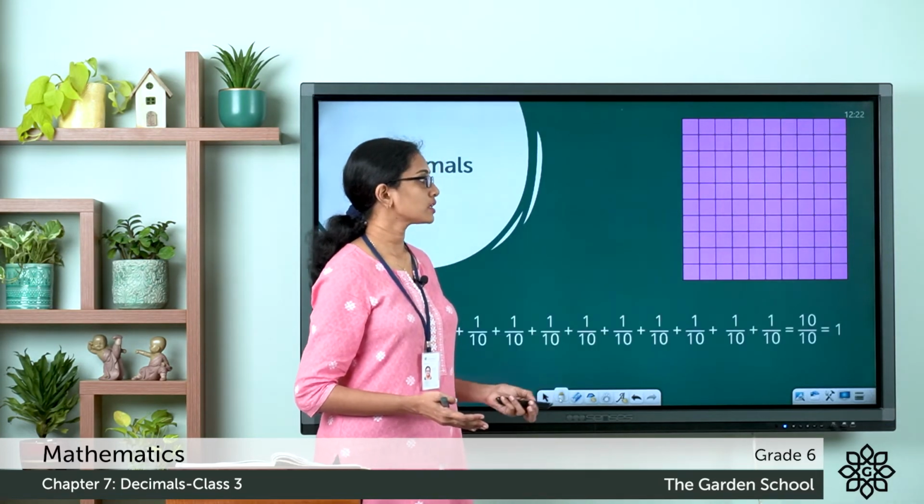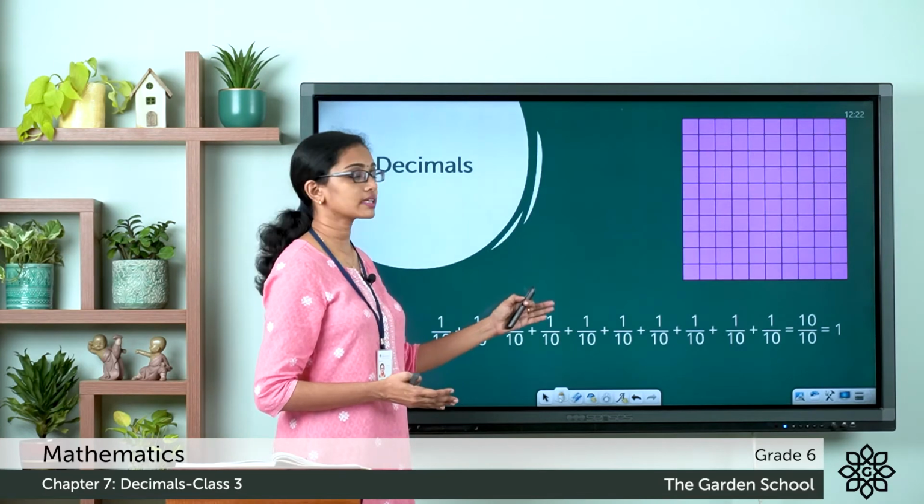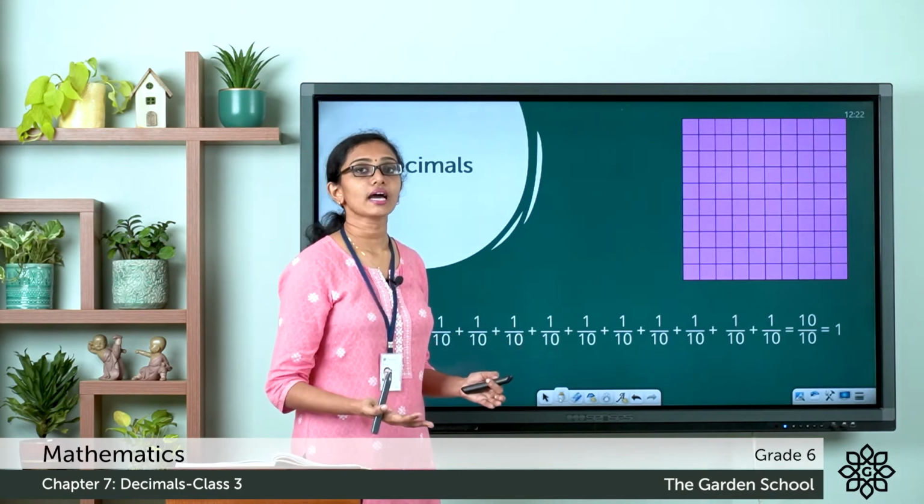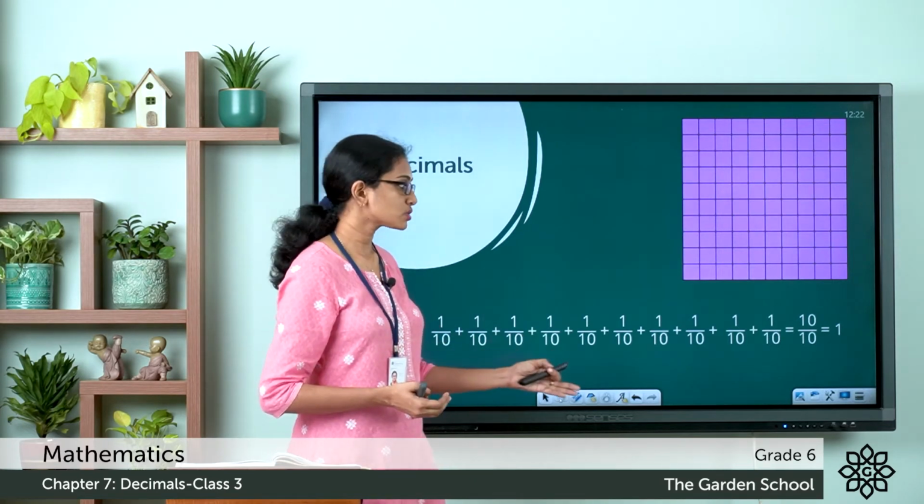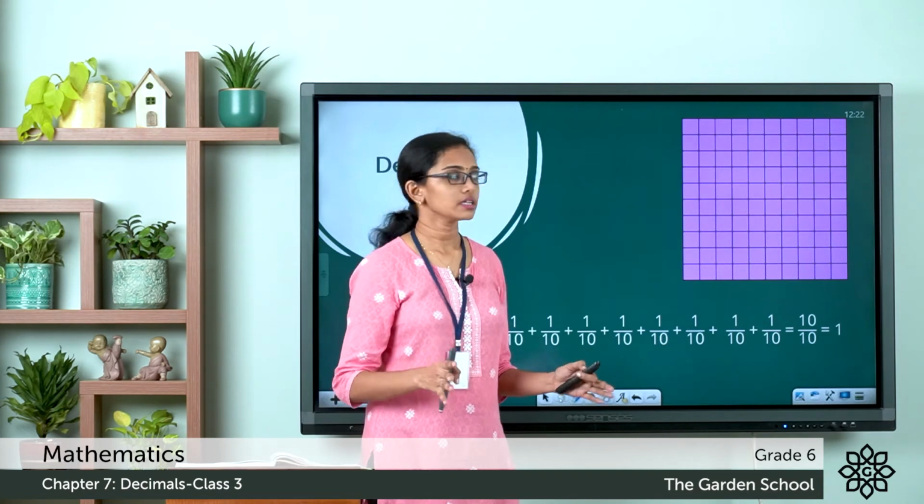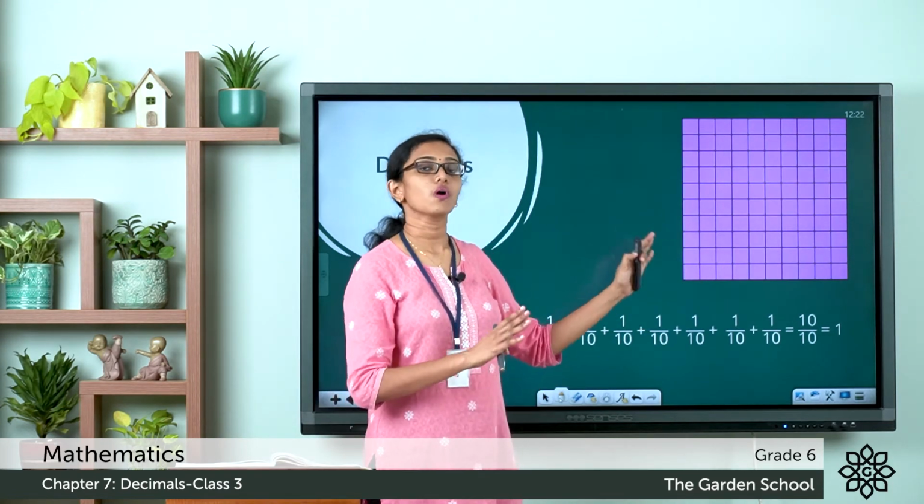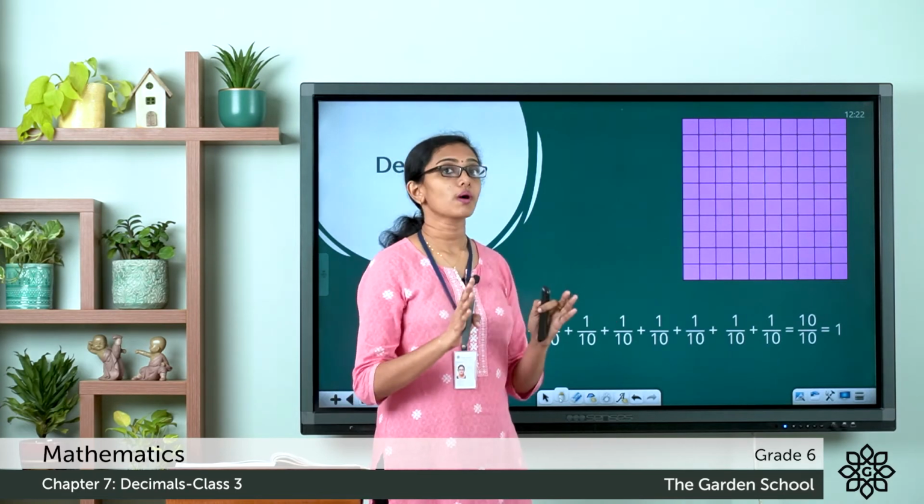And that would be equal to 1 by 10 plus 1 by 10 plus 1 by 10. That is, 1 by 10 has to be added 10 times, or 1 by 10 into 10, which gives you 10 by 10, and it is equal to 1. So that means in a square grid, if all the squares are shaded, it is representing one whole.